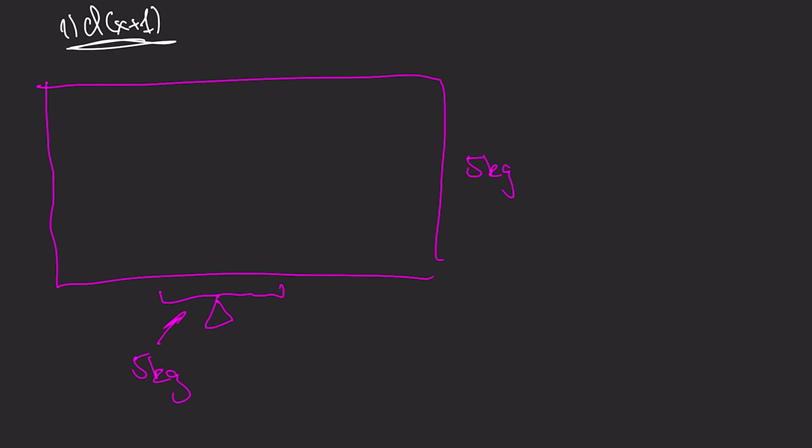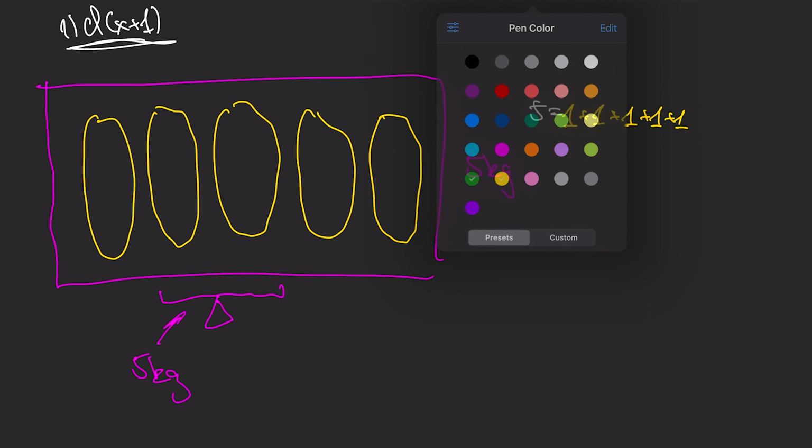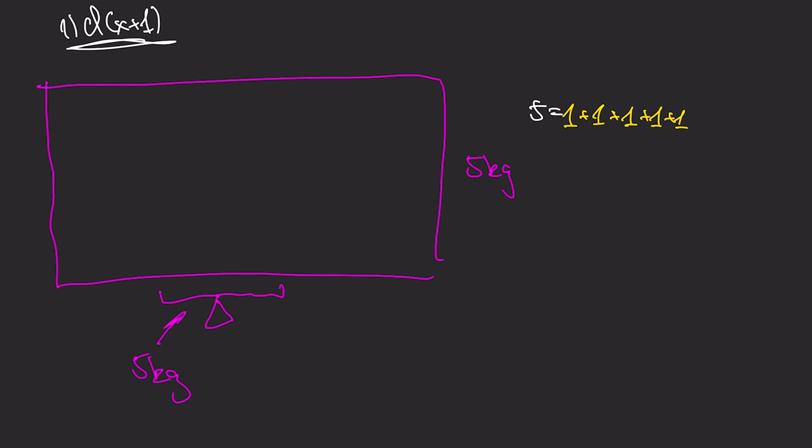We've got infinite options, mathematically. We can either fill it with 5 equal yellow bananas, each weighing in at 1 kilo. We've got 5 equals 1 plus 1 plus 1 plus 1 plus 1. Option B, we could have 2 really big bananas. And that would be 5 equals 2,5 plus 2,5.